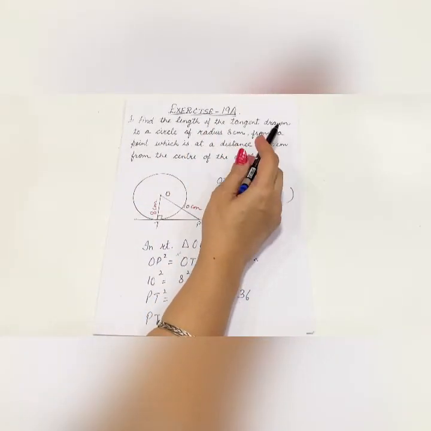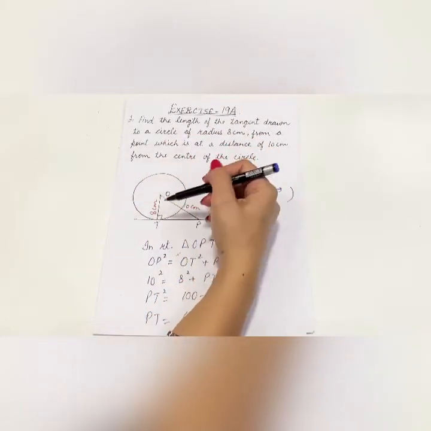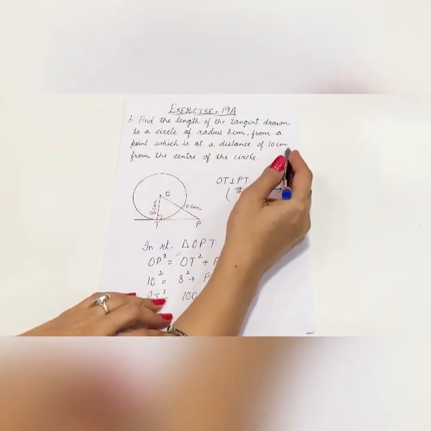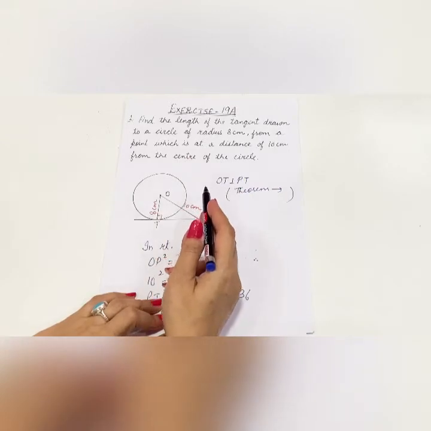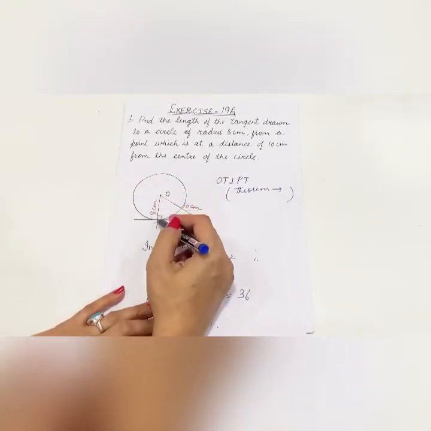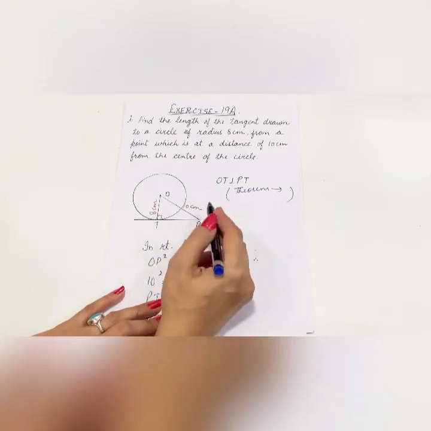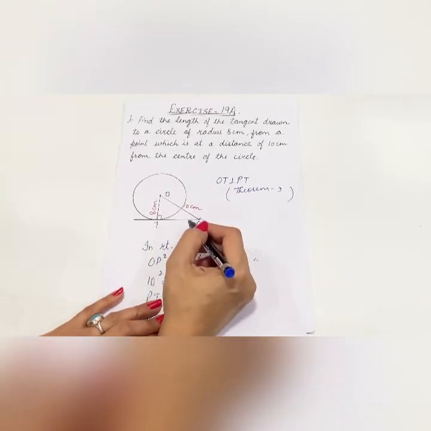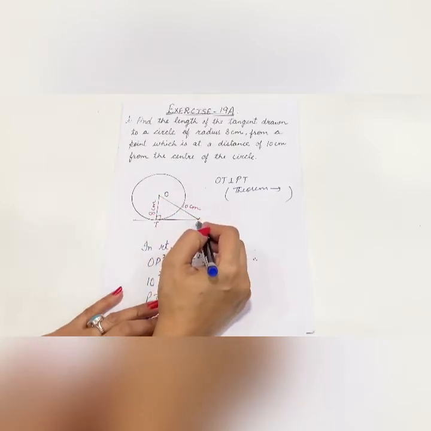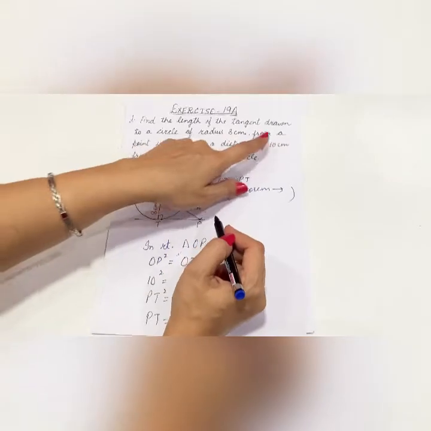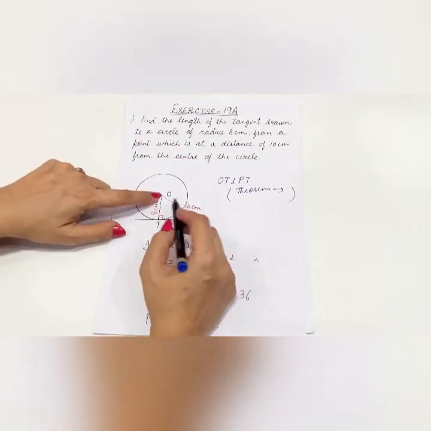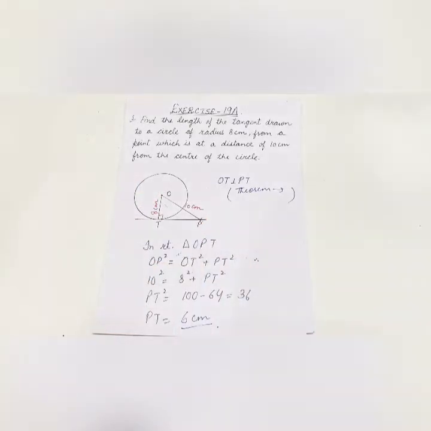Find the length of the tangent drawn to a circle of radius 8 cm from a point which is at a distance of 10 centimeter from the center of the circle. We are having this circle, radius is given to be 8 centimeter, and tangent is drawn to this from a distance of 10 centimeter. This OP is given to be 10 centimeter. It is given from a point which is at a distance of 10 centimeter from the center of the circle. This OP is 10 centimeter.